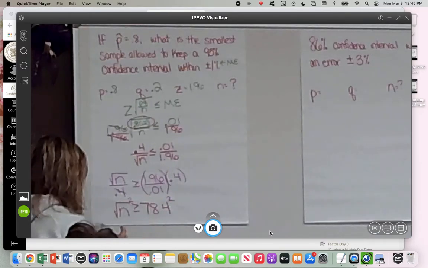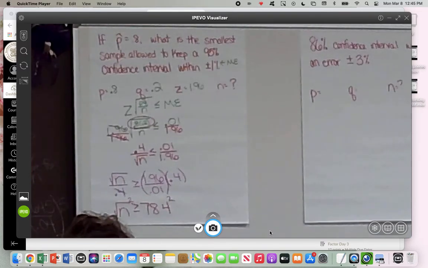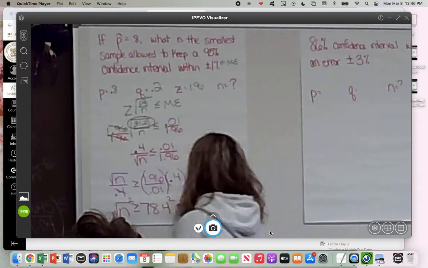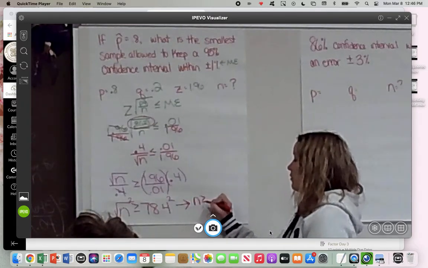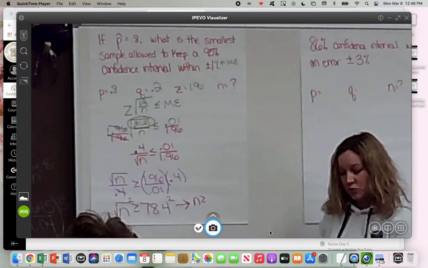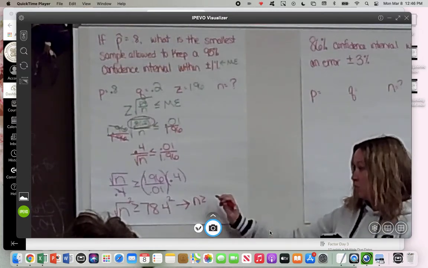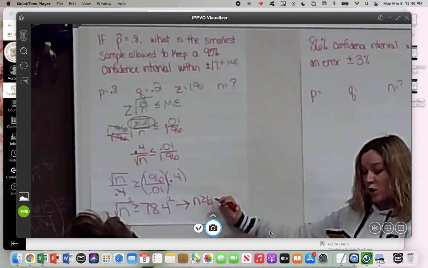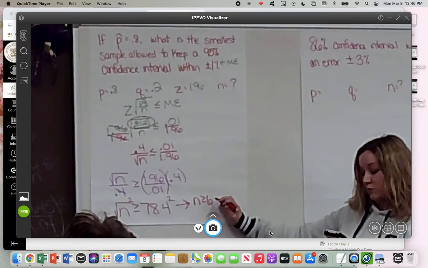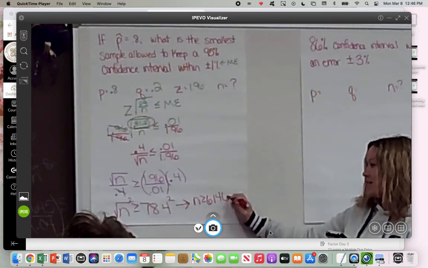So then we square both sides. So let's square that. And that will tell us our sample size. What does that have to be greater than? 6,000 what? Are you guys getting this on your calculator?